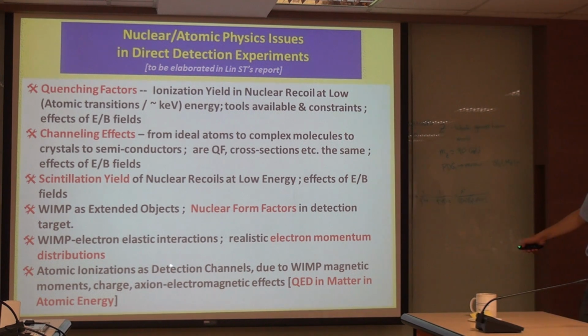And last but not least, we have to worry at this point about low energy. We mentioned the 3.5 keV X-ray line that can be a dark matter candidate. So we get into the atomic energy range, where atoms can be ionized. Ionization is a detection channel.